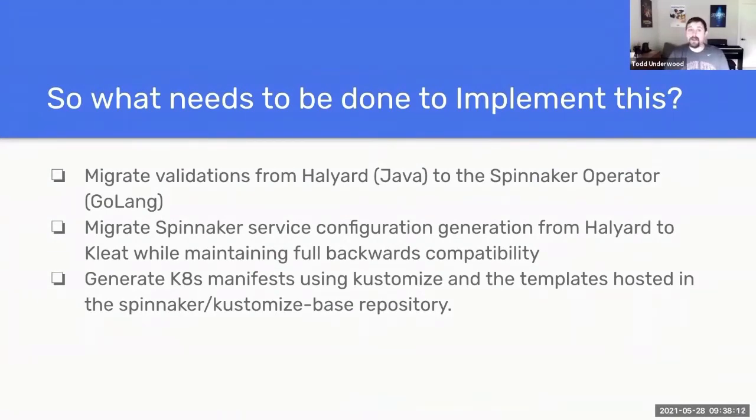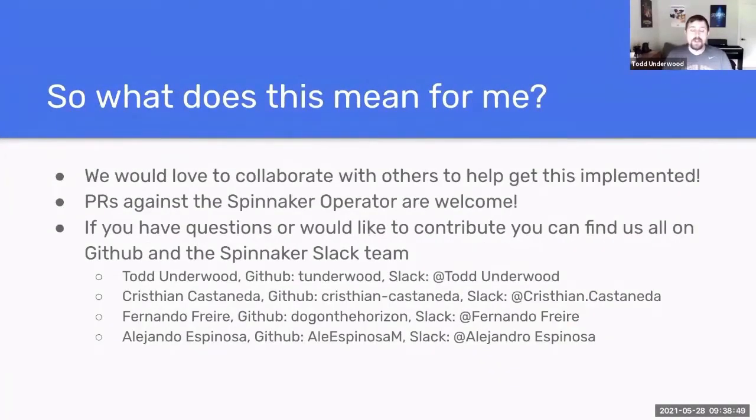What does this mean for you? In short, we would love to have collaboration with other organizations in order to help get this implemented. We always welcome PRs to the Spinnaker operator, and we'd love to help you get involved. If you have questions or would like to contribute, you can find all of us on GitHub and on the Spinnaker Slack team. You can find me personally at T Underwood on GitHub and at Todd Underwood on the Spinnaker Slack team.